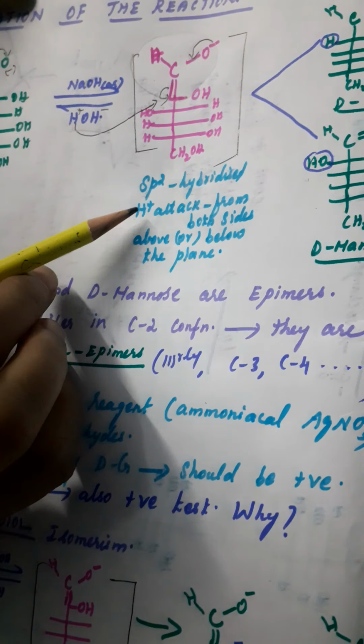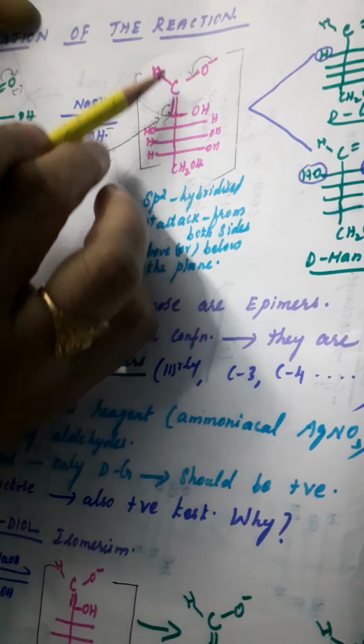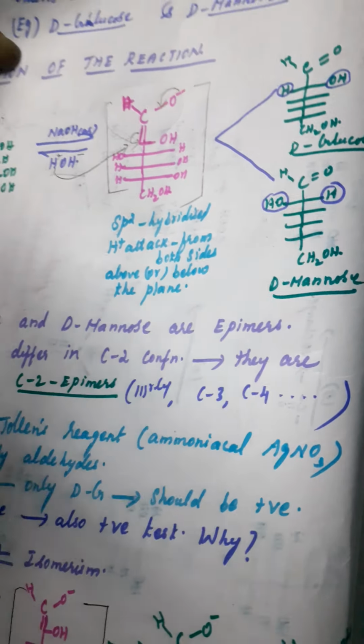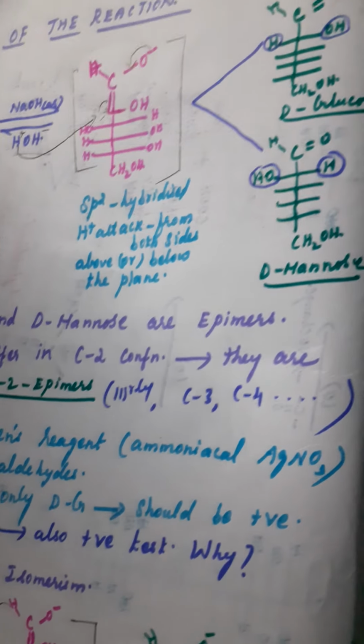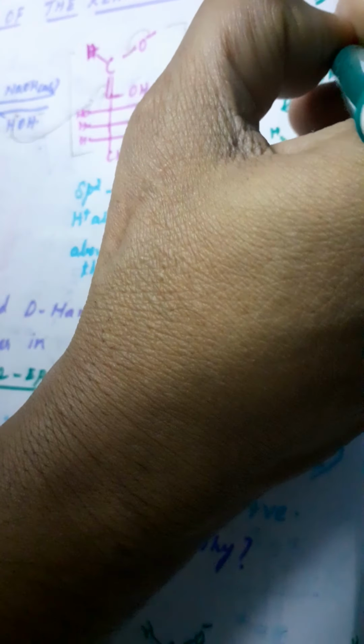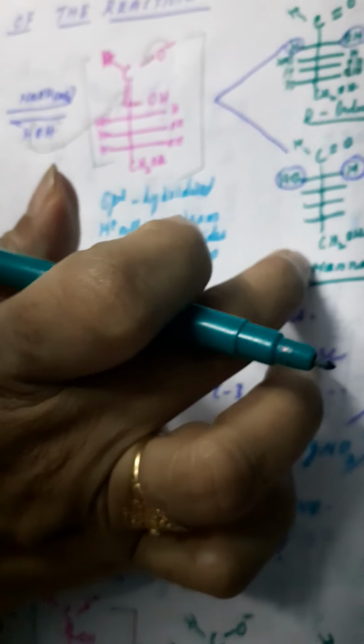As a result, what happened? H plus from water will attack this from above or below the plane, leading to these two structures. What is the first one? When I complete it, it will become OH, OH, H, then H, H, OH, the usual way. But here we have OH, H. Because of the attack, either from above or below, it gives rise to two structures.